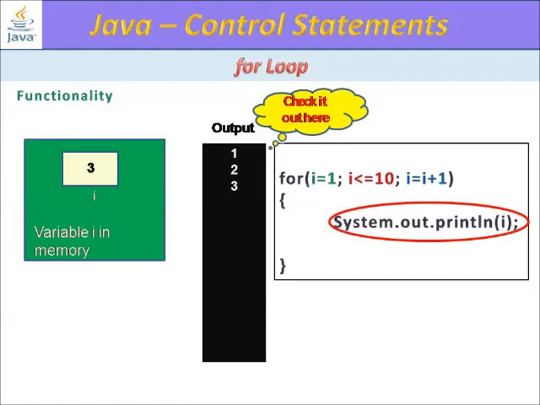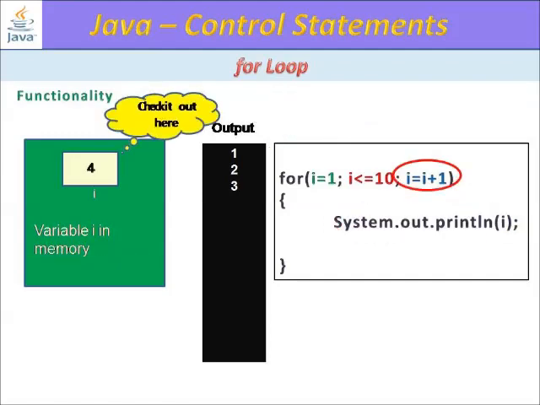Okay. Once the execution is over, we move to the increment part. Increment or decrement, here it is an increment. I is equal to I plus 1. So the current value of I is 3. 3 plus 1, 4. So you can see the value of I in the memory is 4, right?